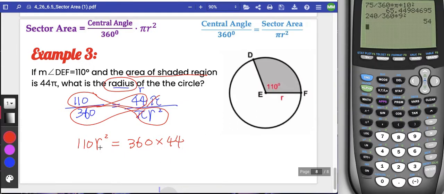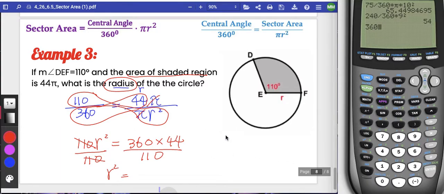But since, in order to solve for r squared, I'm going to divide by 110 on both sides. So let's figure out this one. So if you want to, multiply 360 times 44 before that, go ahead. I just prefer to put everything together and then divide by 110. Okay, this answer is 144.